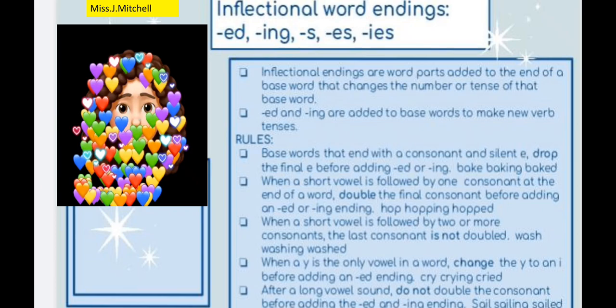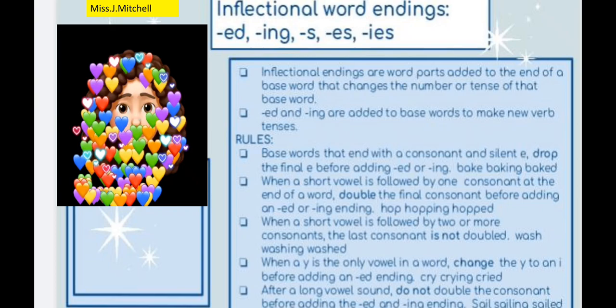Ed and ing are inflectional endings that are added to the base word to make new verb tenses. So rule 1. Base words that end with a consonant and a silent E: you should drop the final E before adding the ed or ing. Example, the verb bake. Drop the silent E from the verb bake and add ing. So it is spelled baking. When the ed is added, it is spelled baked.